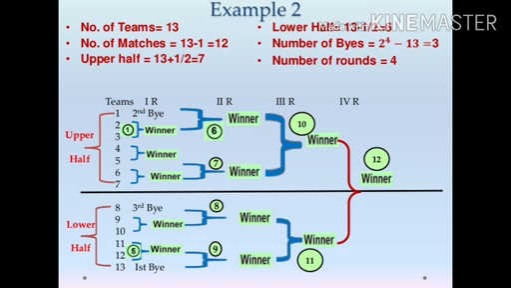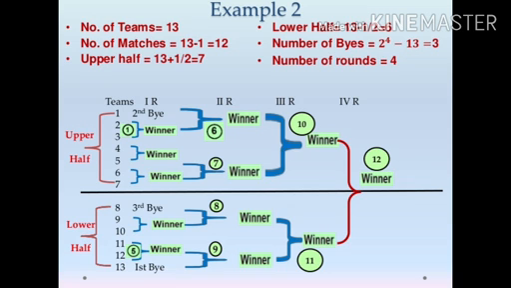Next step, the number of byes in the upper half. Calculating the byes in the upper half is NB minus 1 upon 2, that is 5 minus 1 upon 2, which is equal to 4. 4 divided by 2 is equal to 2 byes, and for the lower half it is NB plus 1 upon 2.